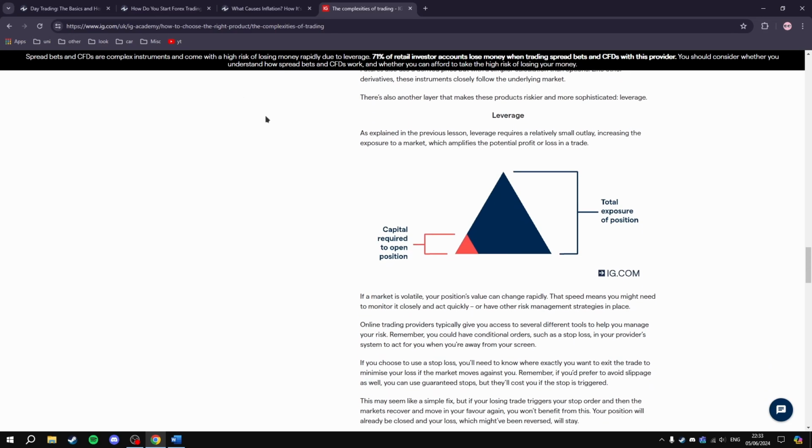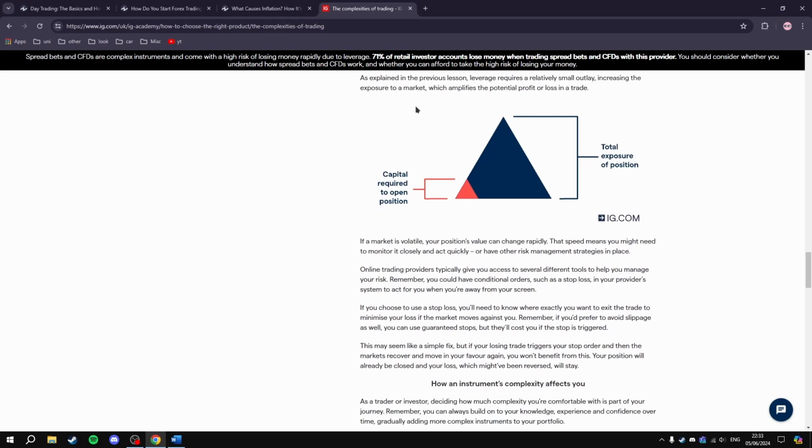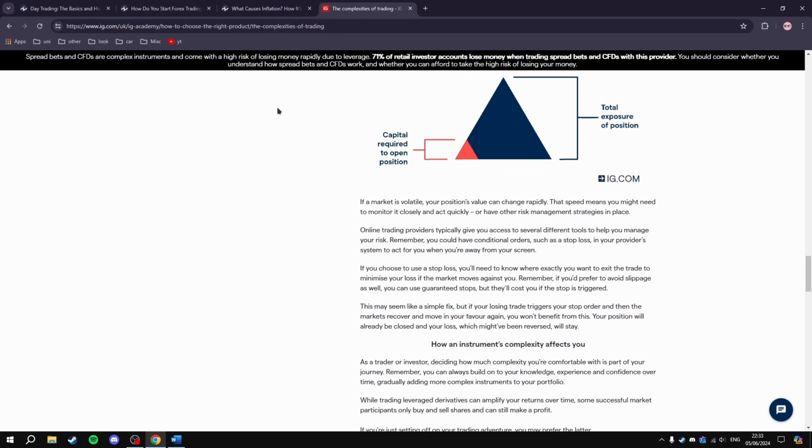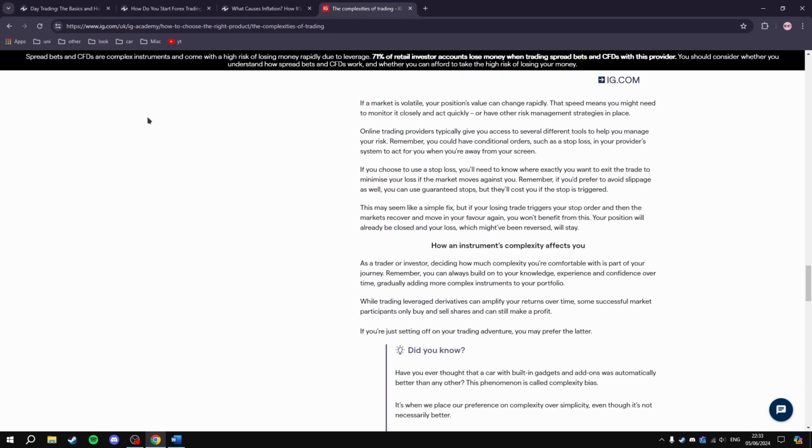And then we've got leverage. As we learned before, leverage requires a relatively small input while increasing the exposure to the market, which amplifies the potential profit or loss in a trade. Explained by this nice diagram here. If the market is volatile, your position's value can change rapidly. That speed means you might need to monitor it closely and act quickly, or have other risk management strategies in place. That could include your stop losses and your guaranteed stops, things like that.